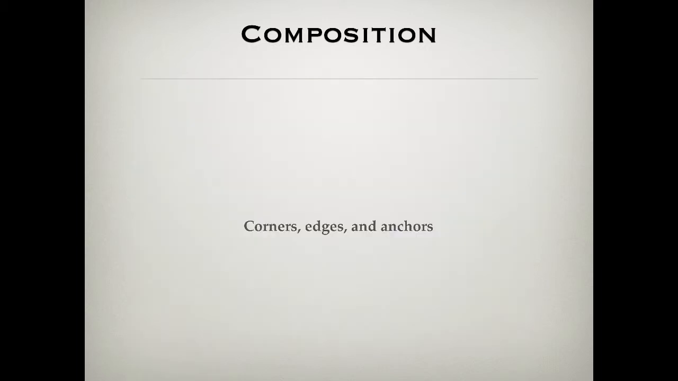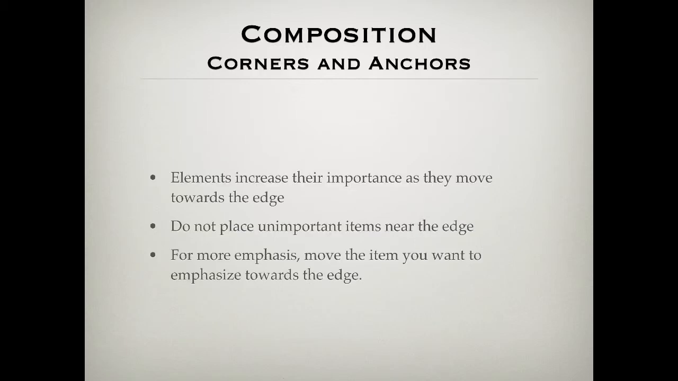All right. Corners, edges, and anchors. Now, I think this is a key element of construction in our composition to really keep in mind. It really differentiates a decent photographer from an excellent photographer, thinking about the corners and edges especially, as well as anchors in our photograph. So elements increase in importance as they move towards the edge.